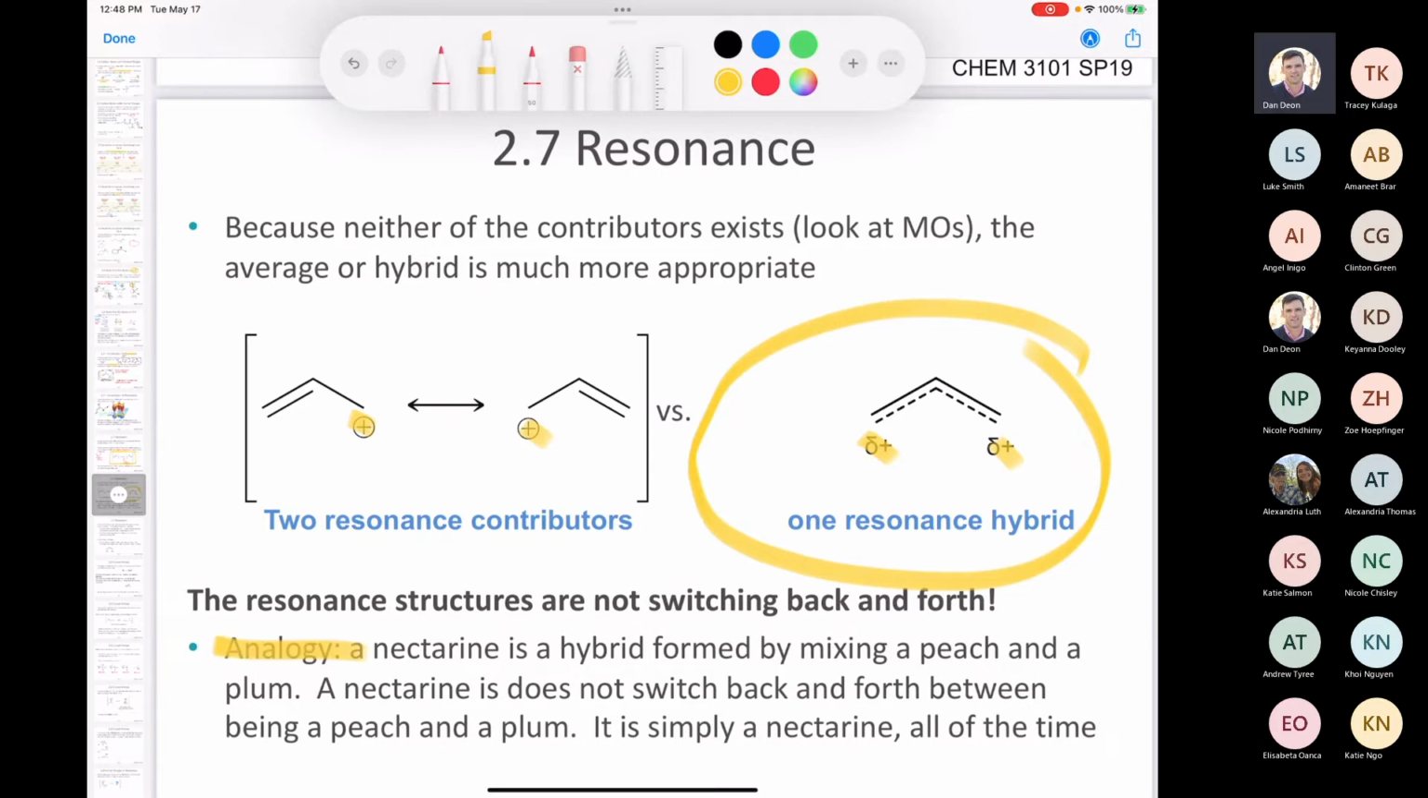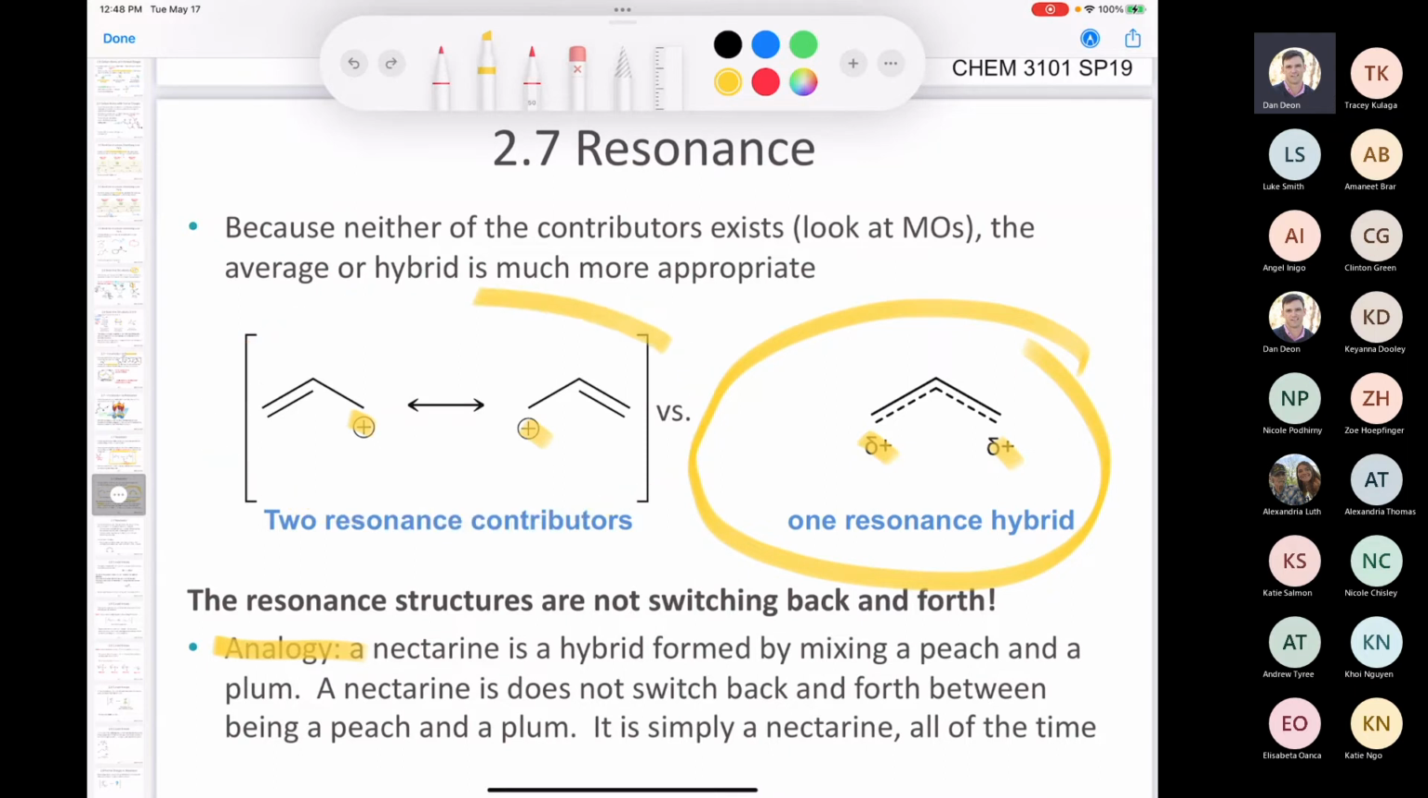The analogy that we use is a nectarine. If you've ever had a nectarine, they're freaking delicious. But what is a nectarine? A nectarine is in fact a hybrid of a peach and a plum. You don't look at a nectarine one minute and it's a peach, and then look at it another minute, it's a plum. It's always a nectarine. It has the smooth skin on the outside like a plum, but it has kind of the insides of a peach. The nectarine is a hybrid of the two, the same way that these two resonance structures describe the overall resonance hybrid.